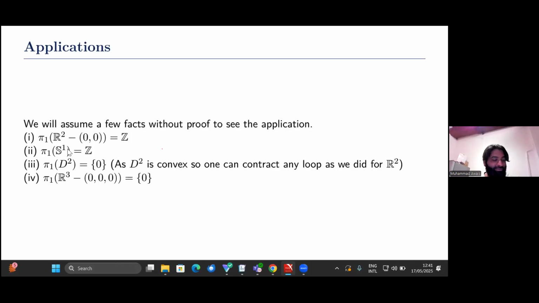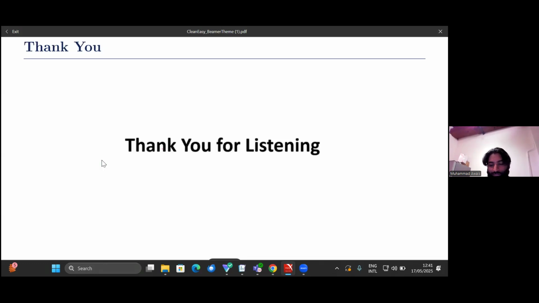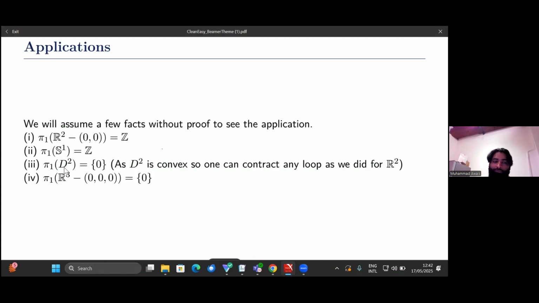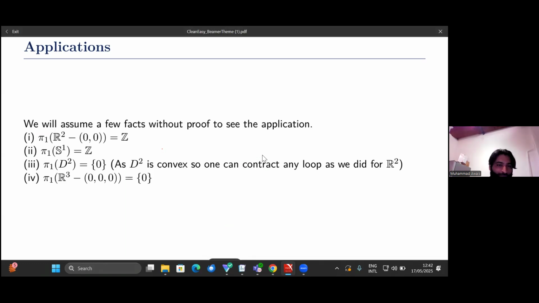I told you this presentation will be very informal, because I would need maybe 2 to 3 lectures to give the proof of all of these fundamental groups and some details. Okay. The fundamental group of D2 is exactly similar to R2. It's convex, so every loop you can shrink, so it is trivial.